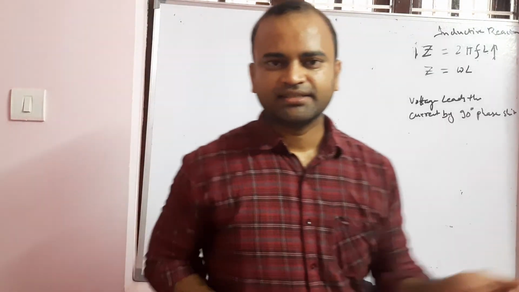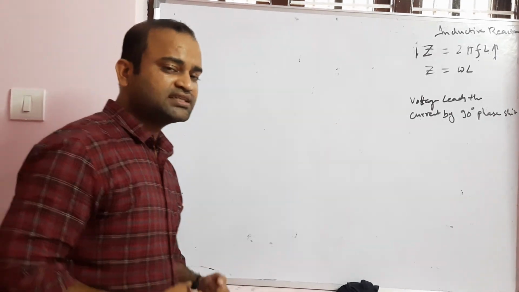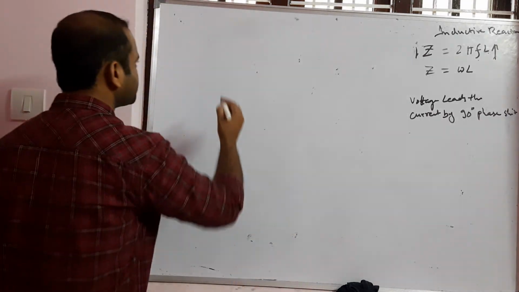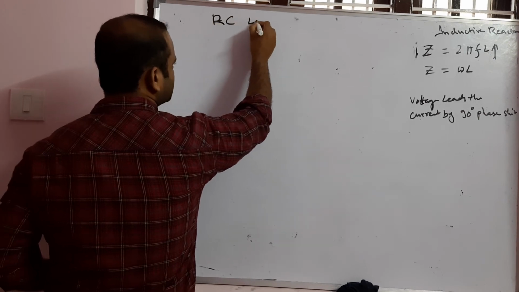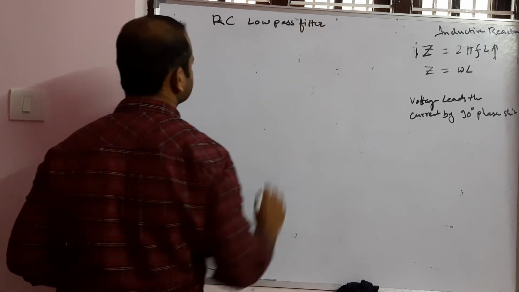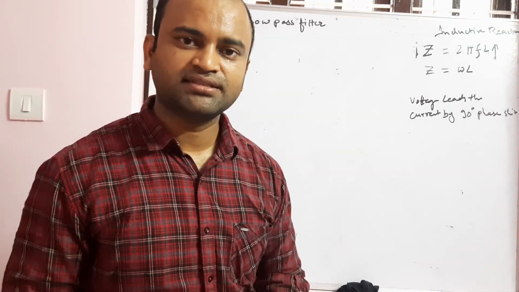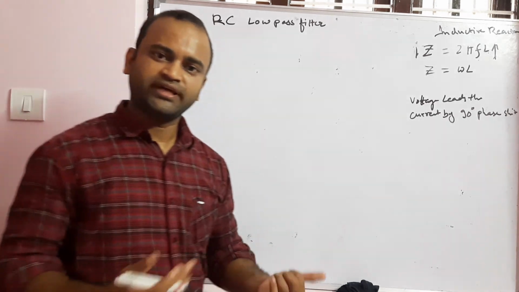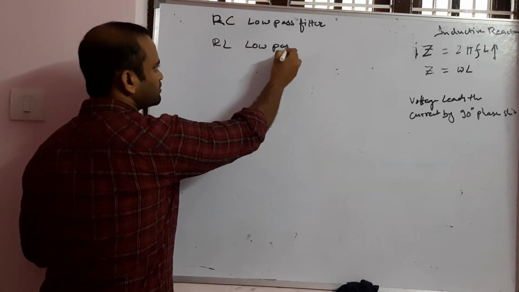This low pass filter can be constructed using a capacitor or inductor. Let us construct this device using a resistor and a capacitor. And similarly, we can also construct a low pass filter using a resistor and an inductor. That can be known as an RL low pass filter.